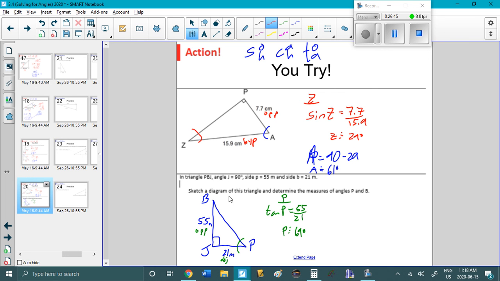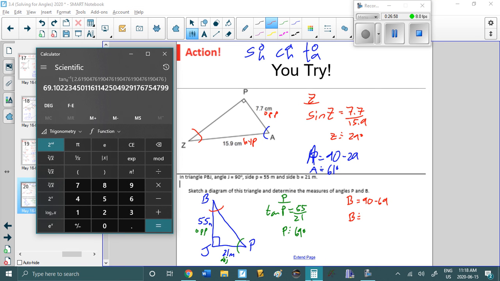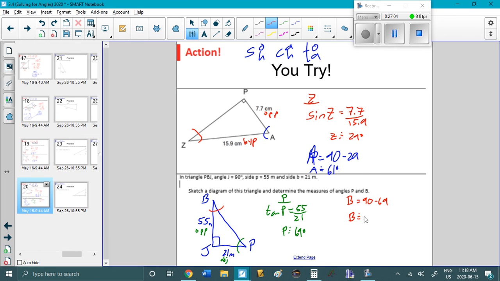And then for angle B, it's going to be 180 minus 90 minus 69, or 90 minus 69. And B is approximately, so 90 subtract 69 is 21 degrees. So B is approximately 21 degrees.